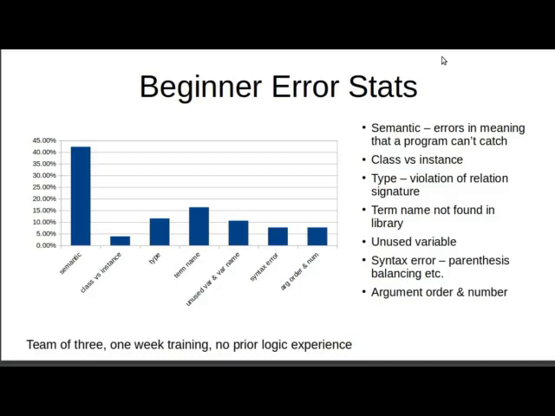Unused variables, so just a simple typo in a variable name can mean that you've got a variable that doesn't get referenced later in a rule, for example. Syntax errors, things like balancing parentheses. People can sometimes be sloppy about that if they're not used to languages like this one that are Lispy and require balanced parentheses. And then things about argument order and number are also common errors.